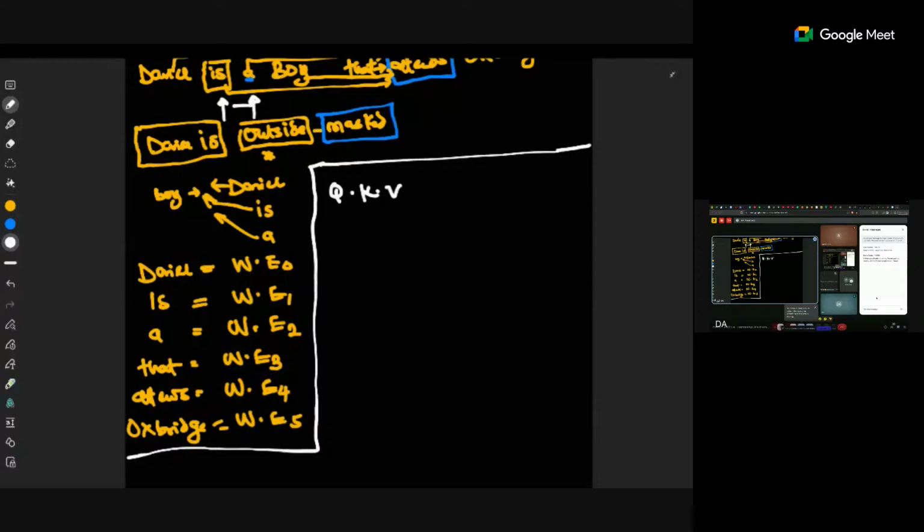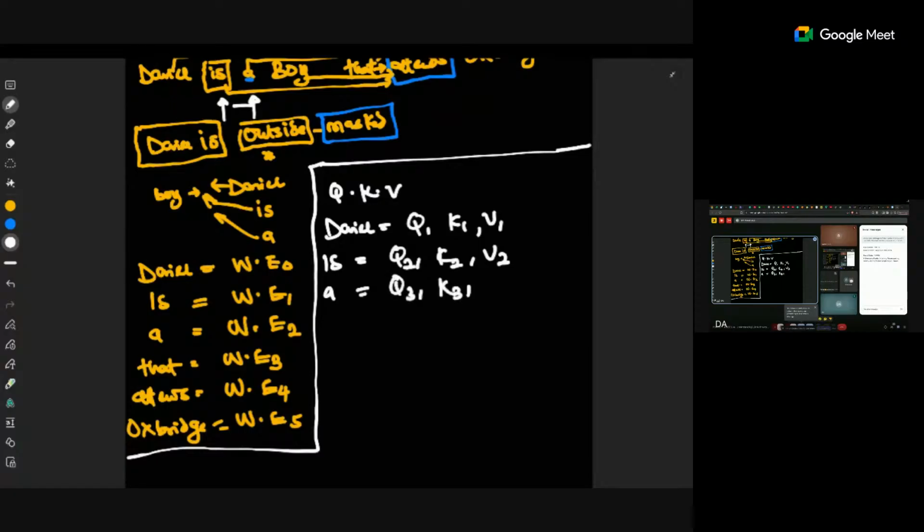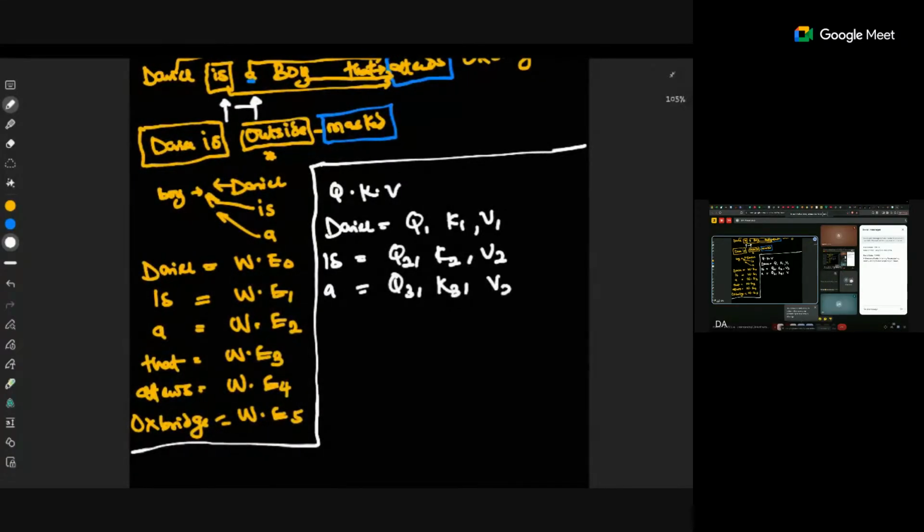So for the word Daniel, it would have its own Q1, K1, V1. By the way, these are vectors, right? Is would have Q2, K2, V2. I'll stop at A. A has Q3, K3, and V3. Now, these vectors have their importance in LLM training. This is where we actually do the self-attention.